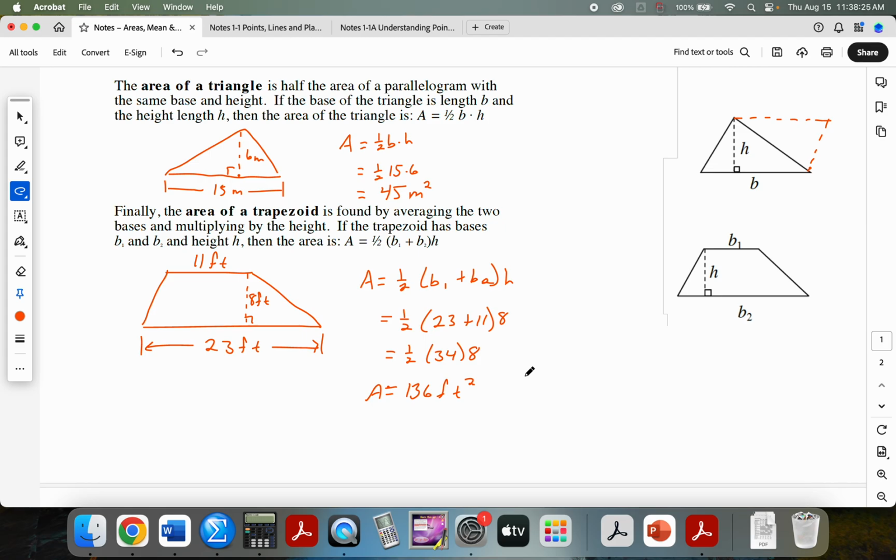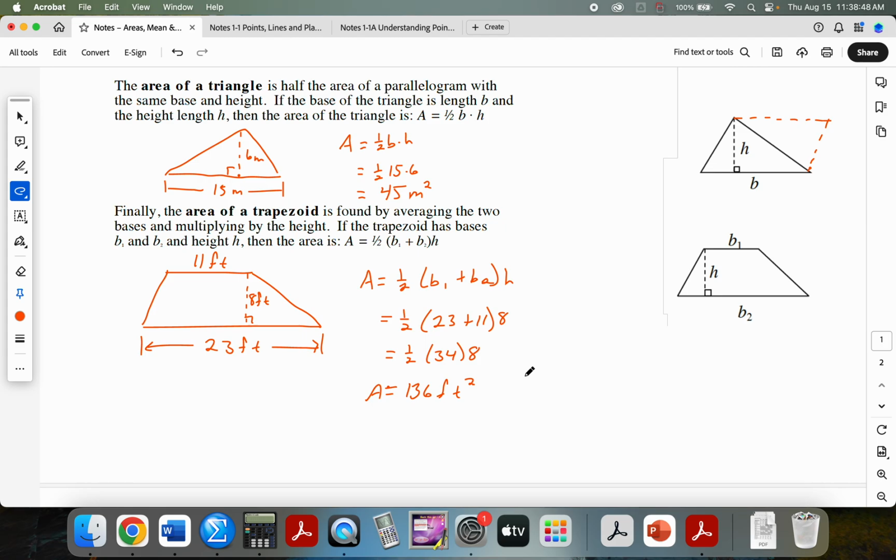Right? Is that right? Yes, sir. Would it be cubic? No. This is area, so it's still square units because we multiplied feet times feet. So that's square feet. Okay, good question. Thank you for asking. I appreciate it.